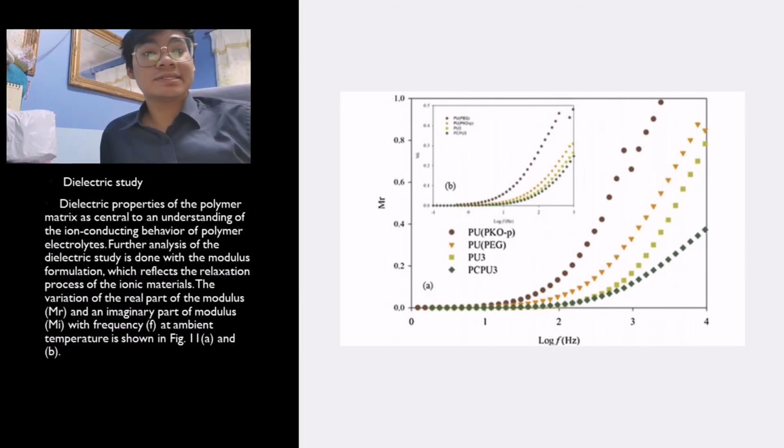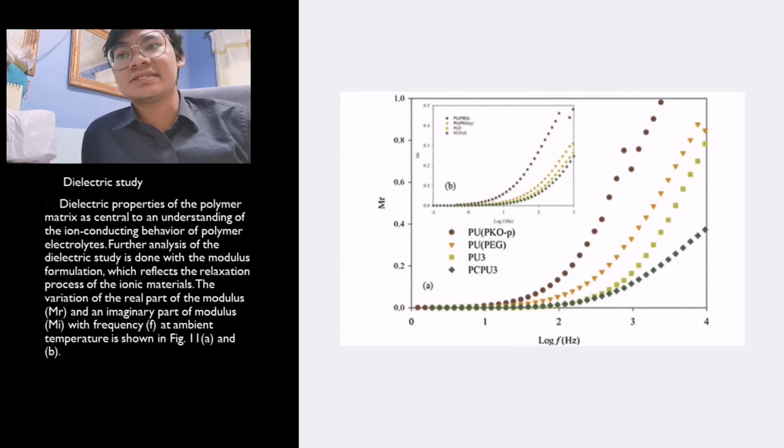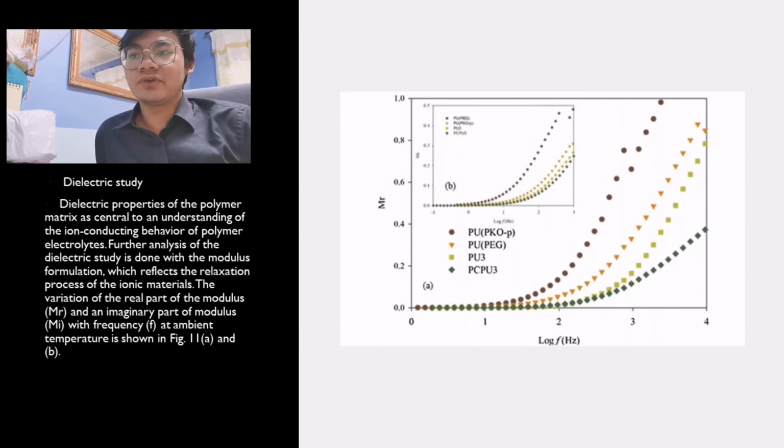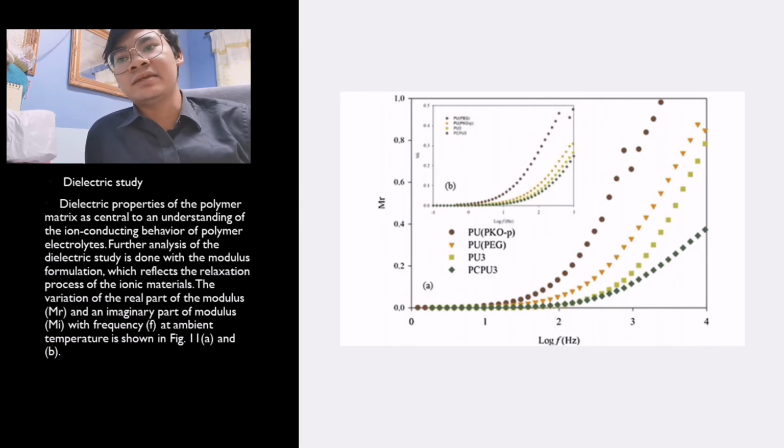The further study of dielectric is called electric modulus, which was done with the modulus formulation that reflects the relaxation process of the ionic materials. The variation of the real part of the modulus, which is Mr, and the imaginary part of the modulus, which is Mi, with the frequency at ambient temperature is shown in Figure 11.